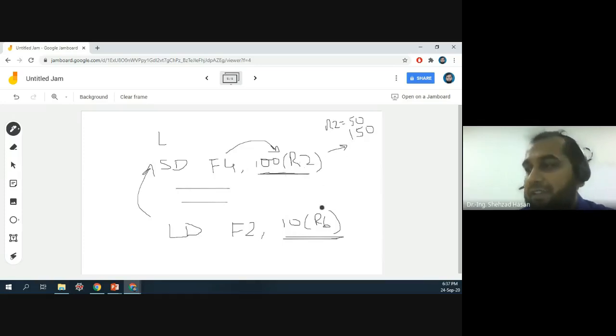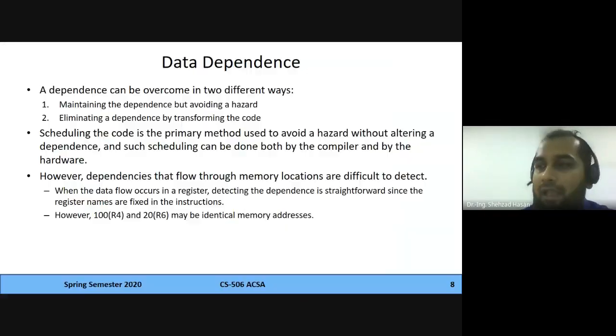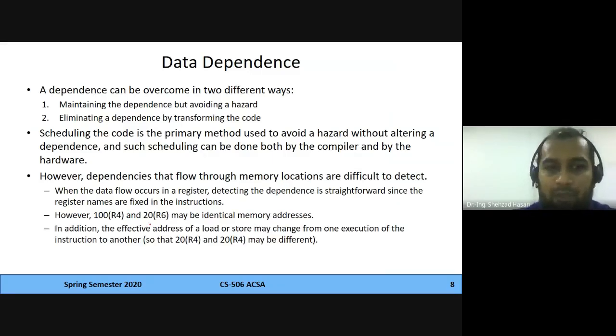And say if R6 is 140, then this memory location also becomes 150. So at compile time, we don't know what these register values are. So we cannot say whether load is dependent on store. But at runtime, this would be more evident because you know what these register values are and you calculate the addresses. So this is the point highlighted over here: dependencies between memory locations are difficult to detect at compile time.